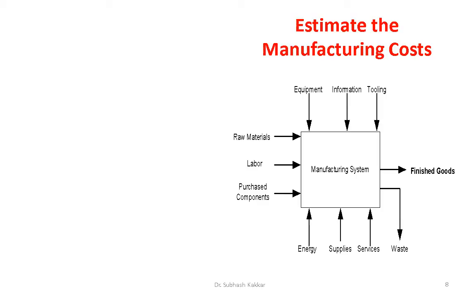Total manufacturing system, what are the inputs? Starting from the top, equipment, information and tooling. On the left hand side we have written raw materials, labor, purchased components. And at the bottom we have written energy, supplies, services. And two things are generated. One is finished goods, other is waste.